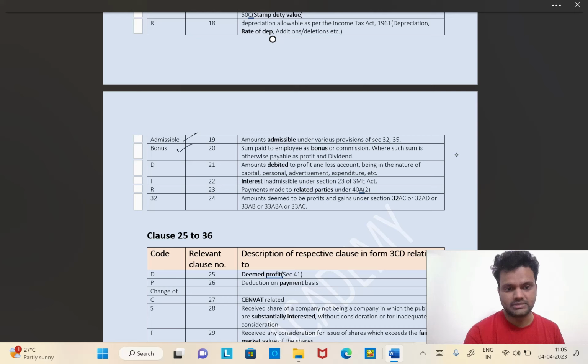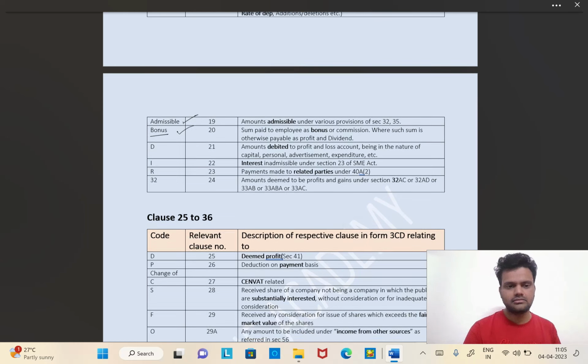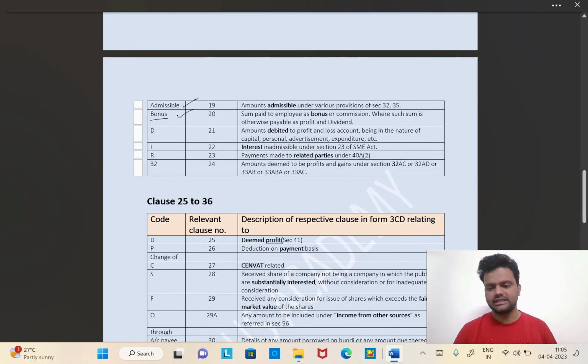Then bonus. Some sum is paid to an employee as bonus or commission, whereas some is otherwise payable as a profit or dividend. So this is the meaning of the word bonus. That is clause number 20. Okay. And next, the last one, that is DIR 32.